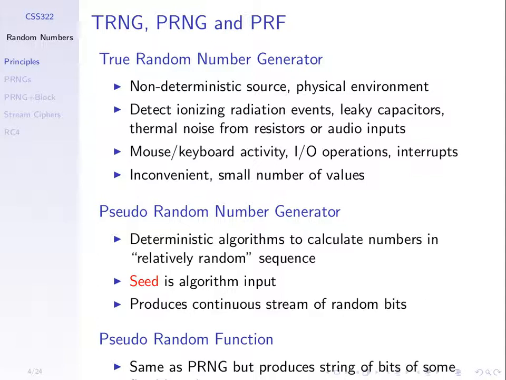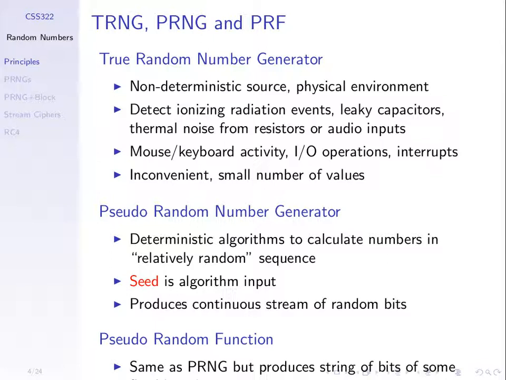The problem is that such techniques for generating random numbers are inconvenient. We maybe need some extra hardware or some dedicated things to make these measurements. So they're not general purpose solutions like a piece of software, and they often just generate a small number of values over time. So if I need a 1 million bit sequence which is random, then a true random number generator may take days to generate such a sequence, which is not very convenient.